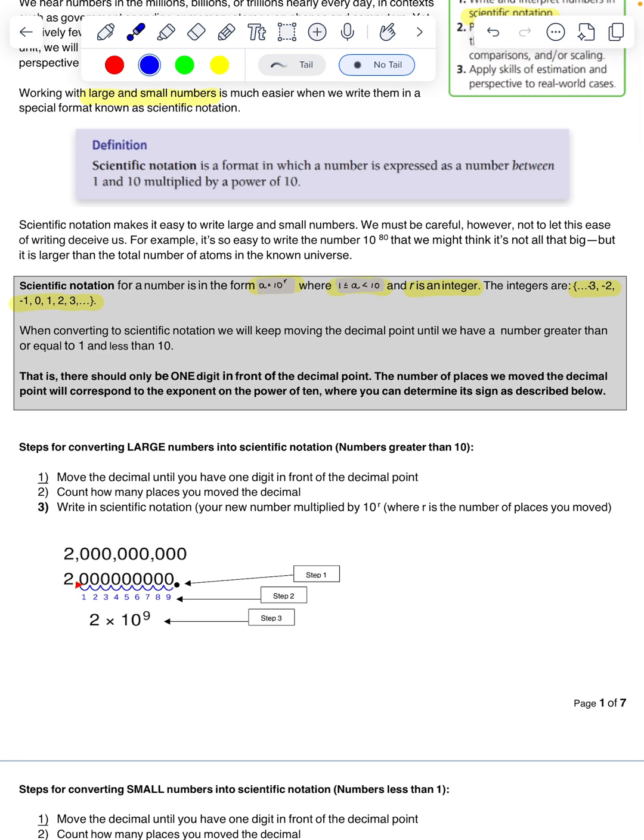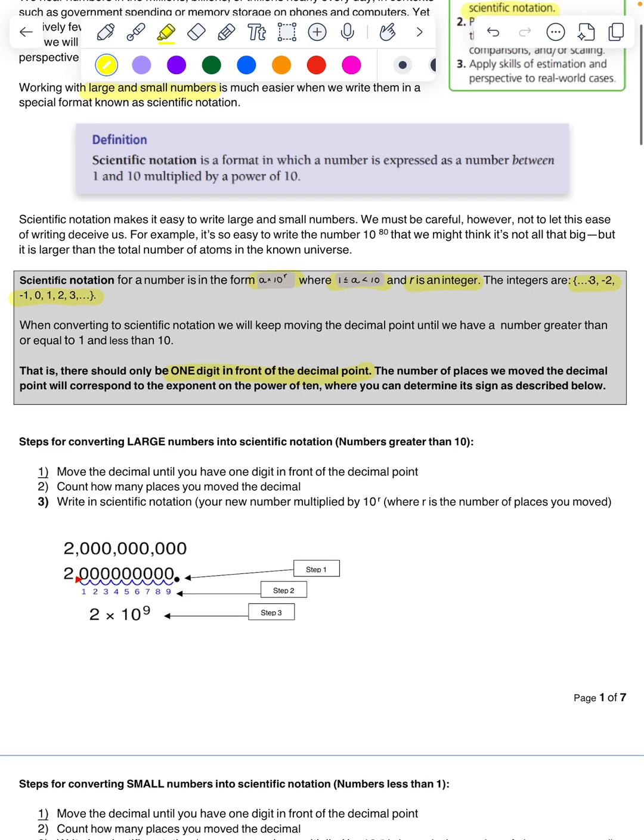When we convert to scientific notation, we want to keep moving the decimal point until we have a number greater than or equal to 1 and less than 10. There should only be one digit in front of the decimal point. Notice there I said in front of the decimal point, not after. The number of places we move the decimal point will correspond to the exponent on the power of 10.